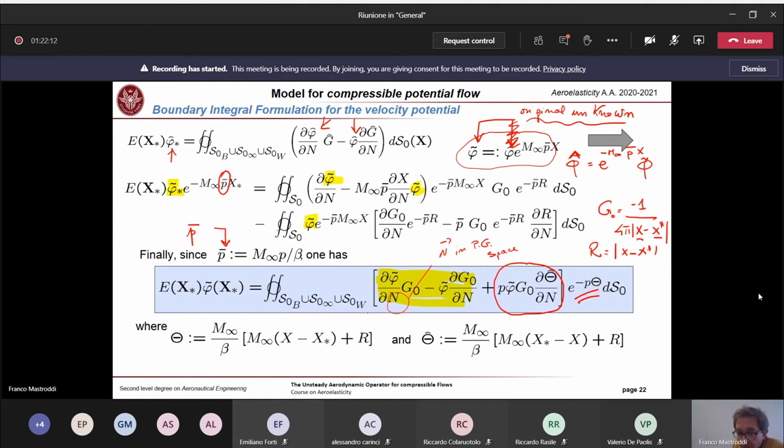I am not talking about the wake. I have not yet introduced the wake mechanism. I am integrating on the body in Prandtl-Glauert, on the infinite in Prandtl-Glauert, on the wake surface in Prandtl-Glauert, and I have yet a term with an exponential. This theta is a quantity which has this kind of structure here.